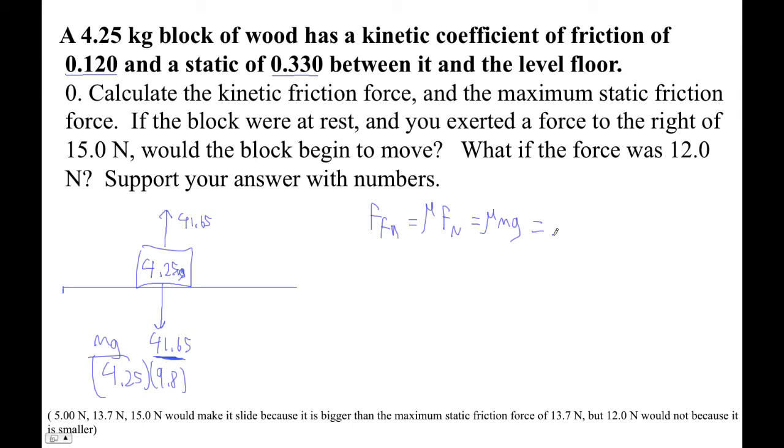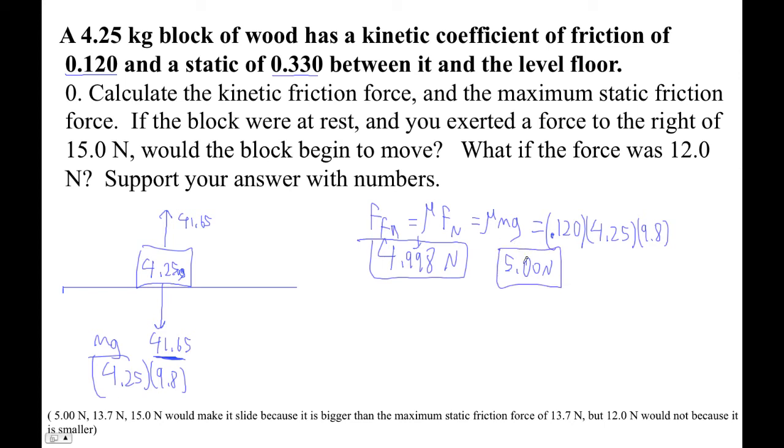So I'm going to go 0.12 times 4.25 times 9.8. All right, here we go. 0.12 times 4.25 times 9.8. And I'm going to store that in a register in my calculator because I'm going to use that. 4.998. Ta-da. Now, if we had to round that to 3 places, we'd say it's 5.00 newtons. That is our dynamic or kinetic friction.